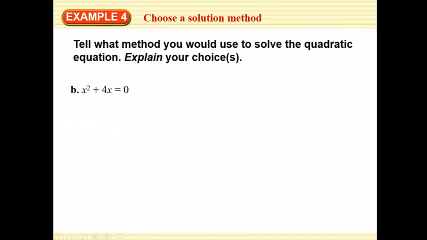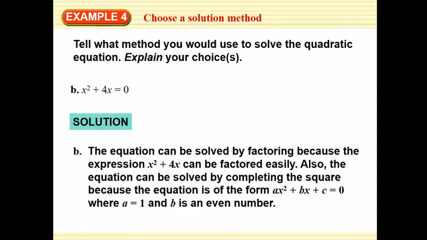That's going to be the easiest because it can be put into that form x squared equals d. Alright, example 4b. X squared plus 4x equals 0. What method would you use? The solution that the book comes up with is the equation can be solved by factoring. I completely agree with that.